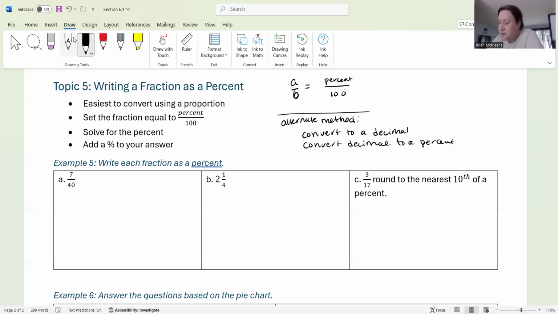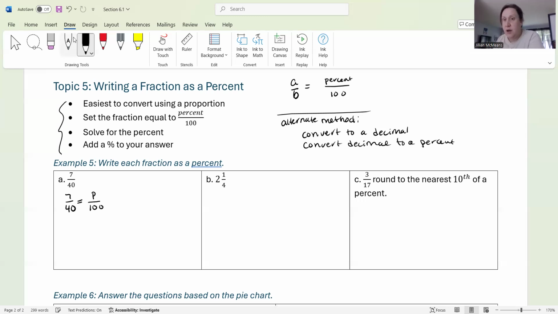So for example 5, it says write each fraction as a percent. Well, we have 7 over 40. So 7 over 40 would be one that's going to be pretty easy to do using the alternate method as long as you have a calculator, okay? It does make it a lot easier if you have a calculator. So I'll show you that one at the end, but for now, let's do the method that I've outlined right here. We want to take our 7 over 40 and set it equal to percent, so I'm just going to use the letter P for percent over 100.